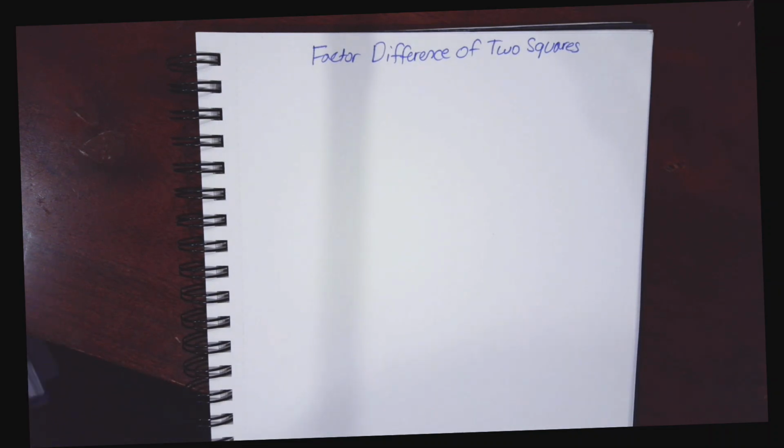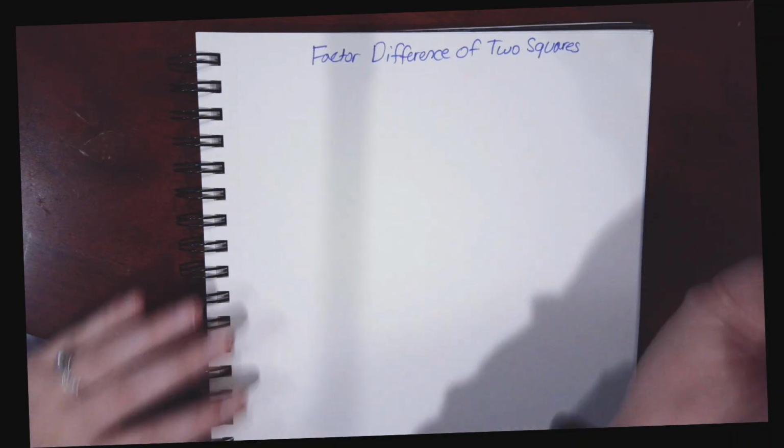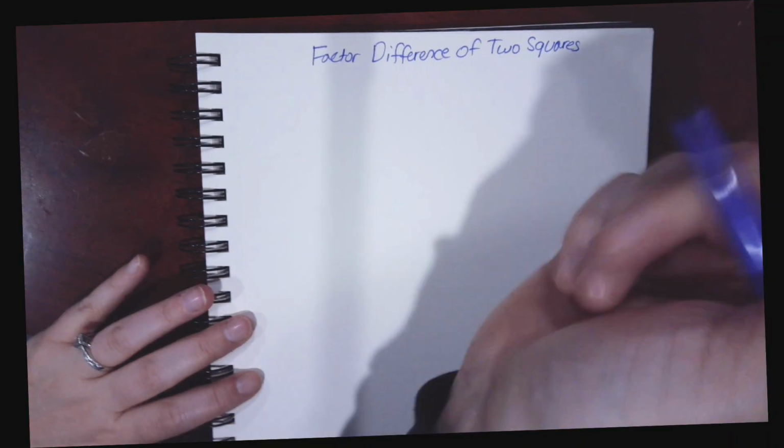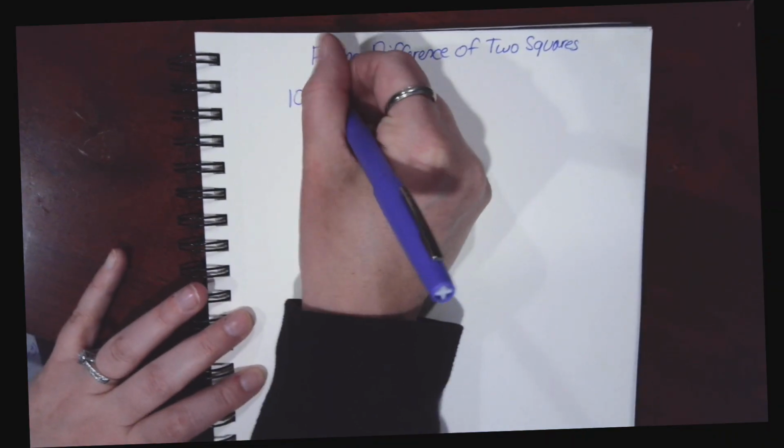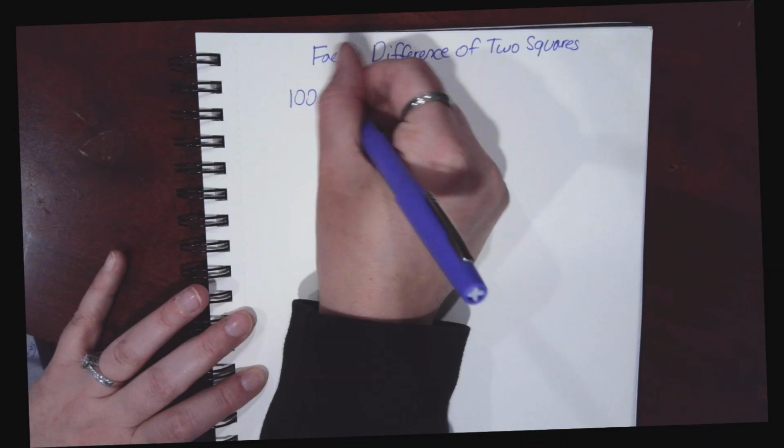Okay, now that I finished having my coughing attack, I'm going to wrap up this review. So right now we're going to look at factor the difference of two squares. So I'm going to have 100x squared minus 9.